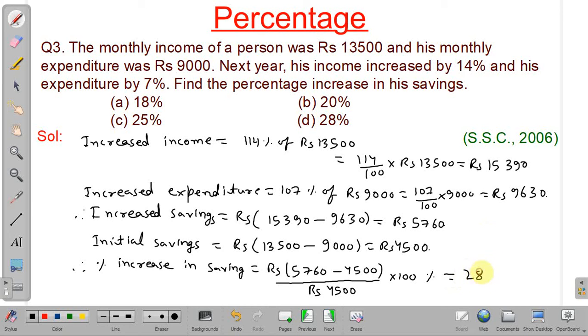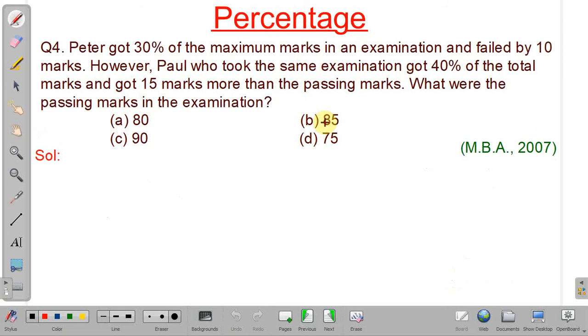28%. 28 percentage. So our answer will be option number D. We will discuss the next problem.